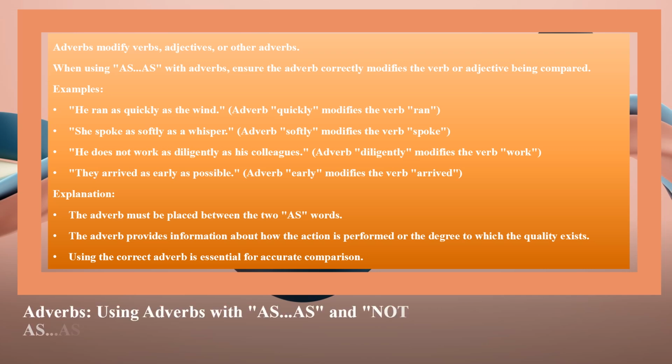Okay, finally, adverbs. Using adverbs with "as" and "not as." Adverbs modify verbs, adjectives, or other adverbs. When using "as" with adverbs, ensure the adverb correctly modifies the verb or adjective being compared. Example: first, he ran as quickly as the wind. The adverb "quickly" modifies the verb "ran."